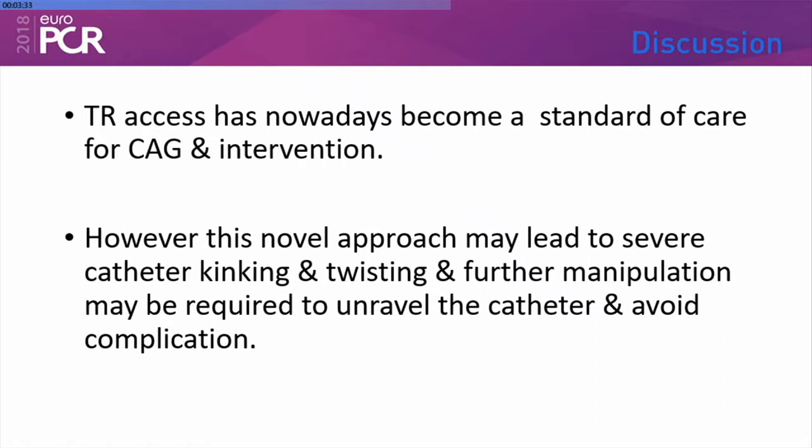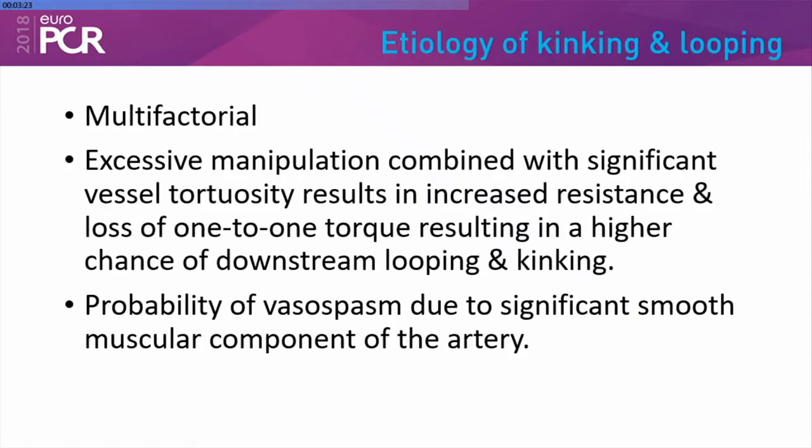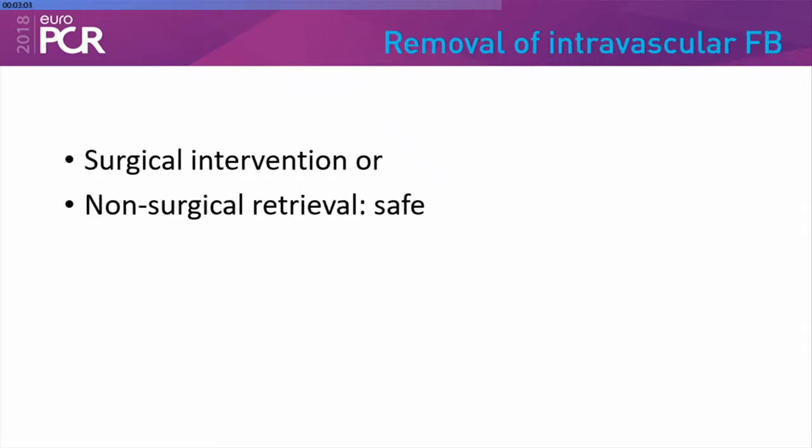So TR access has nowadays become a standard of care for CAG and intervention. However, this approach may lead to severe catheter kinking and twisting, and further manipulation may be required to unravel the catheter and avoid complications. Etiology may be multifactorial. Excessive manipulation combined with significant vessel tortuosity results in increased resistance and loss of one-to-one torque, resulting in a higher chance of downstream looping and kinking. Probability of vasospasm due to significant smooth muscular component of the brachial artery is an important factor also.